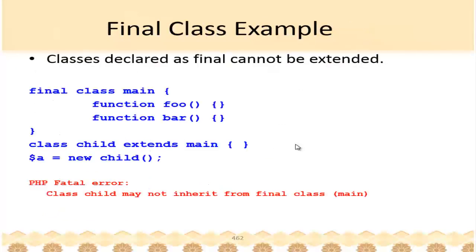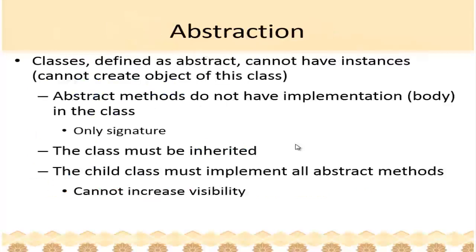Now here you have a final class, and if any child class tries to extend out of this final class, they will get an exception saying that it is not possible for them to do that.